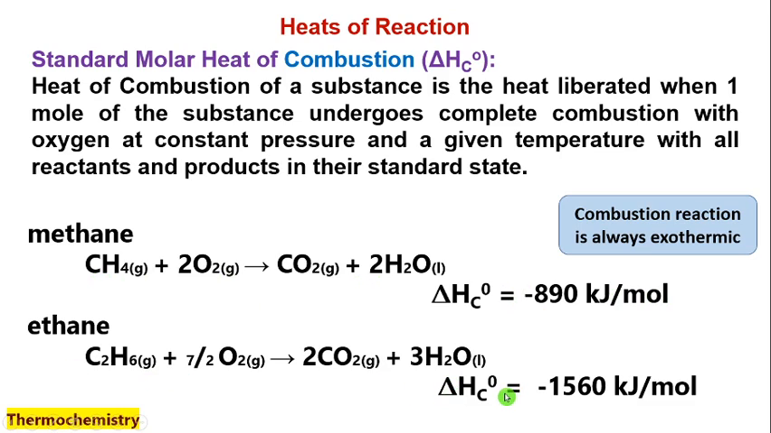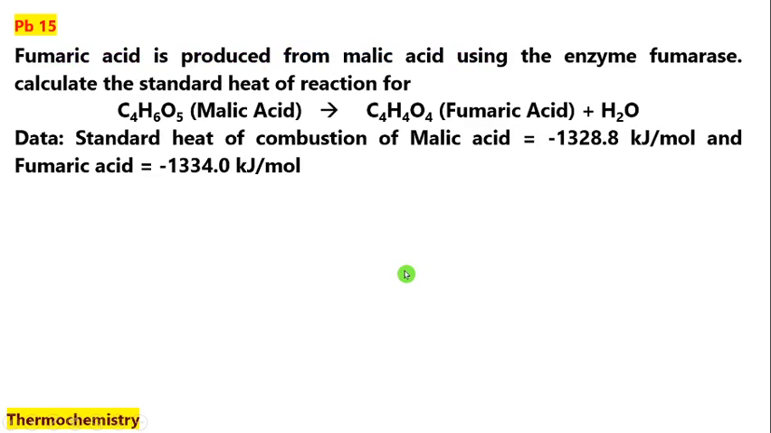Similarly for ethane, another value is 1560 kilojoule per mole. This is an exothermic reaction, as you observe. Whenever heat is released, the product has lesser energy compared to the reactant. That means it's a negative value, which we call an exothermic reaction. Heat of combustion is always exothermic, whereas heat of formation may or may not be exothermic. Both possibilities are there for heat of formation, whereas for heat of combustion it is always exothermic: it reacts with oxygen and produces carbon dioxide and water.